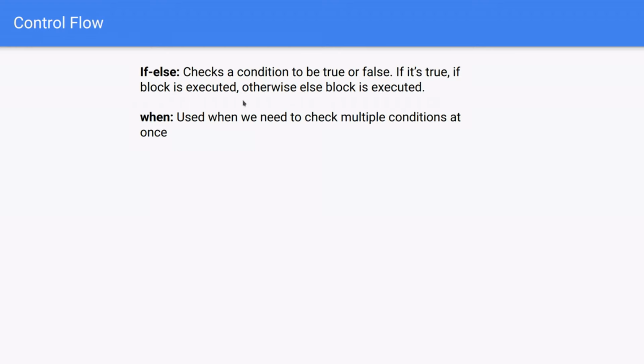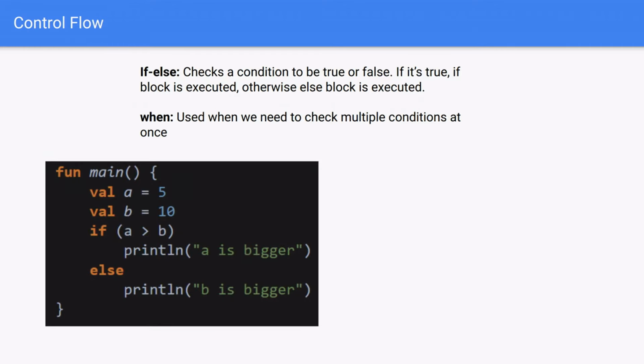So if-else is used to check a condition to be true or false. If the condition is true, then the if block is executed. Otherwise, if it's false, then the else block is executed. We also have the when operator with Kotlin, which can be used when we need to check multiple conditions at once. Let's first look at an example of if. So with if, we have something like this. We have a couple of values, and we can check if A is greater than B, then we can print A is bigger, else we can print B is bigger. We can chain if-else statements to form very large conditional checks, and these are very heavily used while programming.